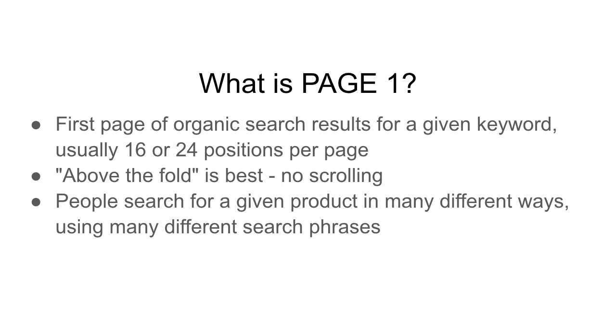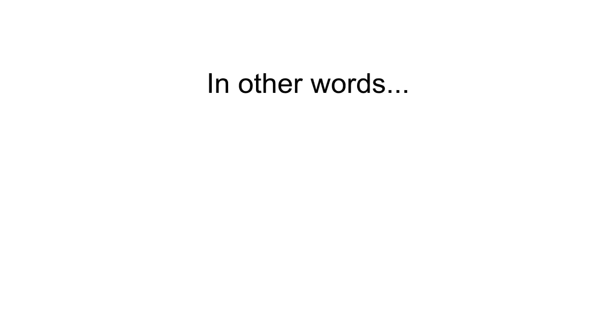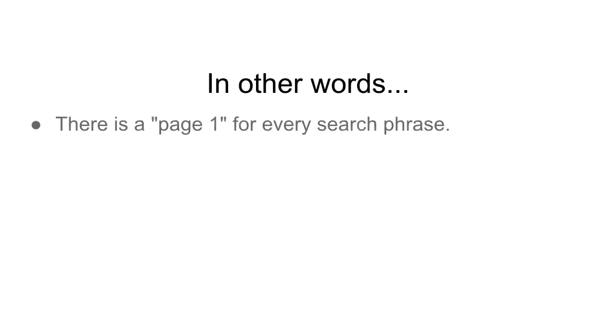Now, of course, people search for a given product in many different ways. They use many different search phrases. In fact, your product might appear on page 1 for a lot of different search phrases. And conversely, your product might appear on subsequent pages, page 2, 3, 4, all the way down to page 20 or worse, for a lot of different search phrases, okay? In other words, there is a page one for every search phrase. And there are hundreds of millions of page ones.